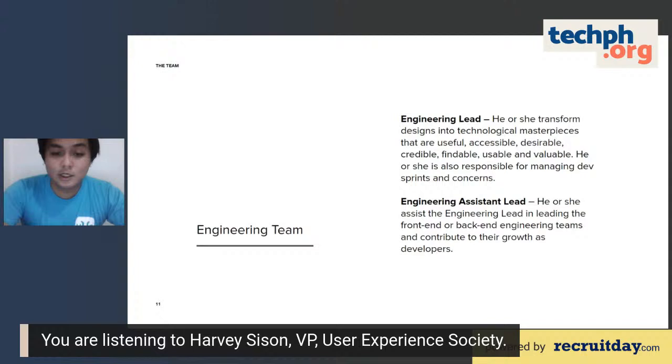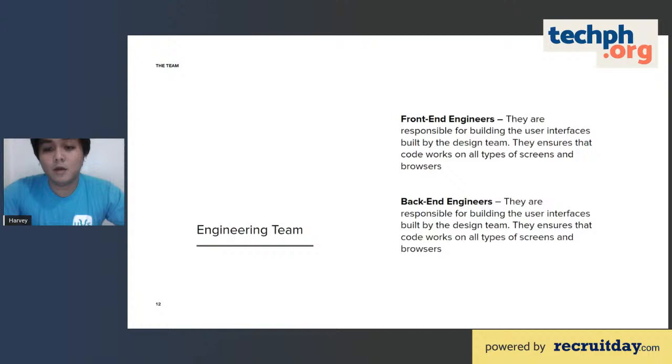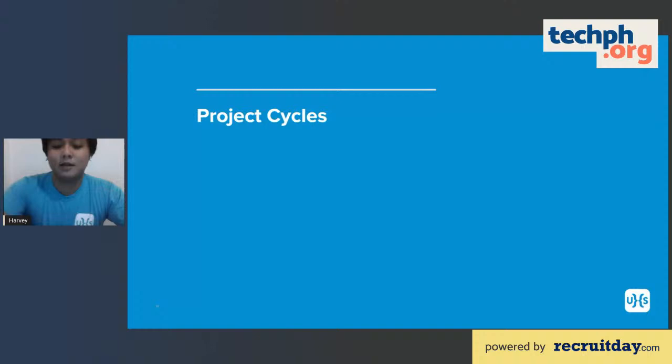And in the lower level, we have front-end engineers and back-end engineers. As said, these are students who are interested in delving into front-end or back-end engineering. The front-end engineers delve into the user interface built by the design team. Usually, they're the ones playing around with HTML, CSS, and maybe JavaScript if it's needed. They're responsible for making the code responsive to as many screens and browsers as possible. And on the other side, the back-end engineers together build the back end, the databases and servers of a certain project.